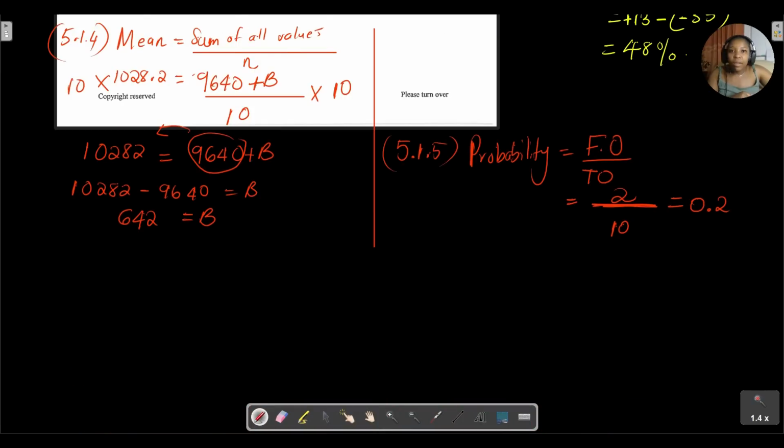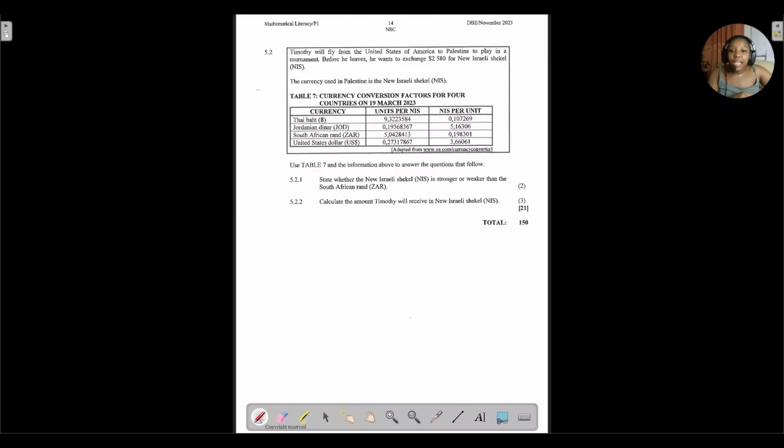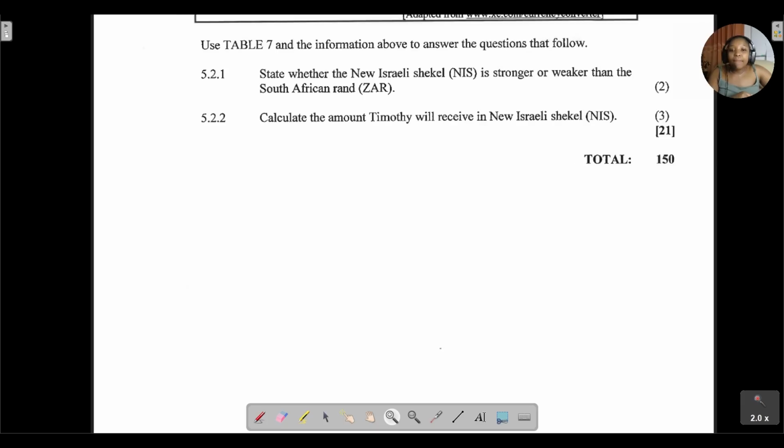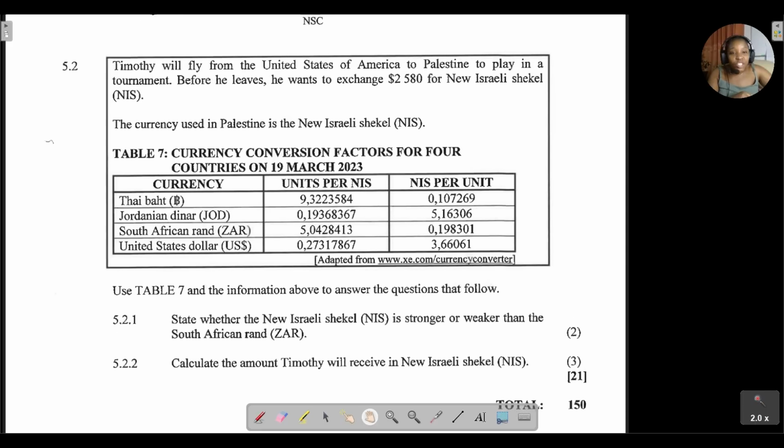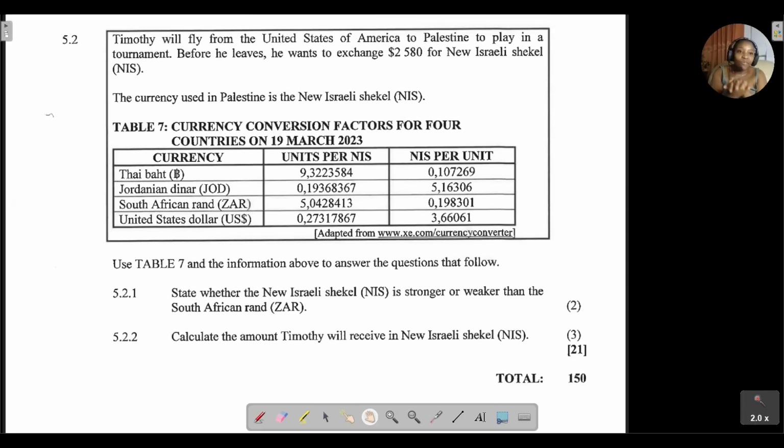Right, now let's have a look at the last one, exchange rates. When it comes to these exchange rates questions, listen to me very carefully. I'm trying to be very quick and detailed at the same time, because I also didn't have time to record during the week. It gets hectic, guys. It gets hectic. But I tried.